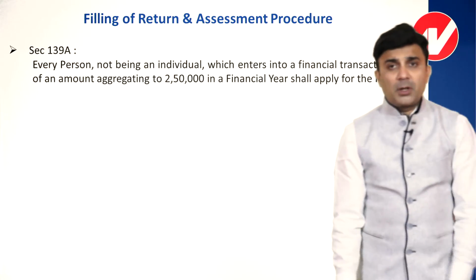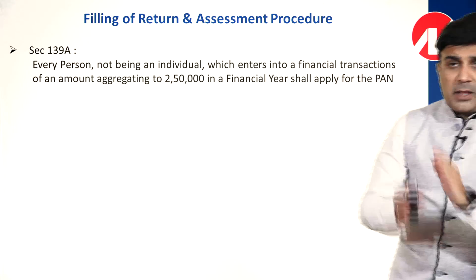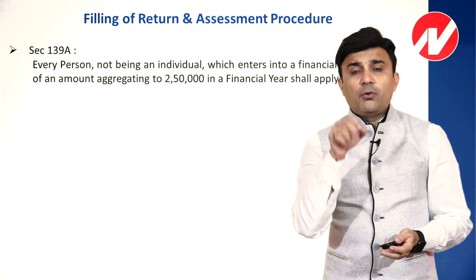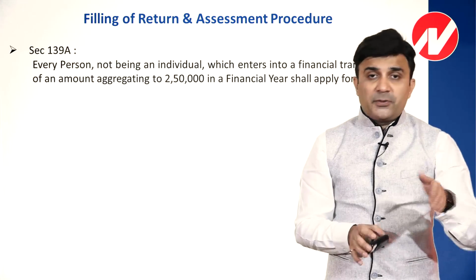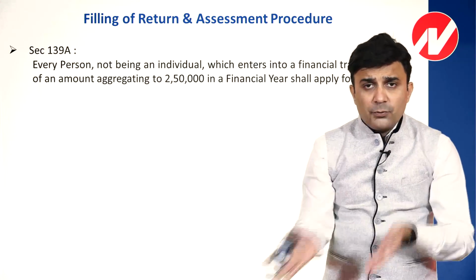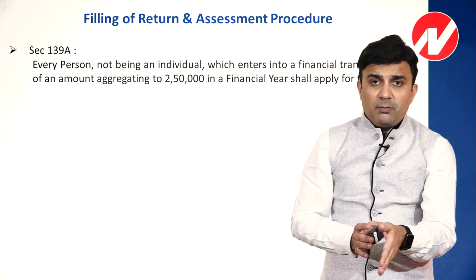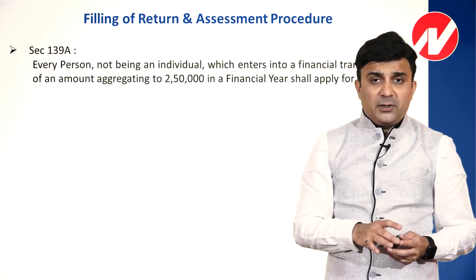Now, over here, there are certain assessees who are under a compulsion to apply for permanent account number under section 139A. Those assessees are, if you are required to file the return in the financial year, then you have to apply for permanent account number within 2 months of the end of the financial year.